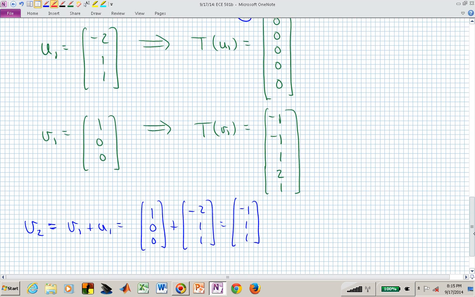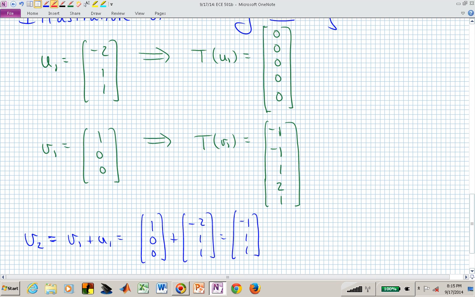We can now combine or add v1 and u1 to create a new vector. Let's say that's v sub 2. V sub 2 now takes the first coordinate and adds those up, and we get minus 1. The second and third coordinate each give us 1 apiece.